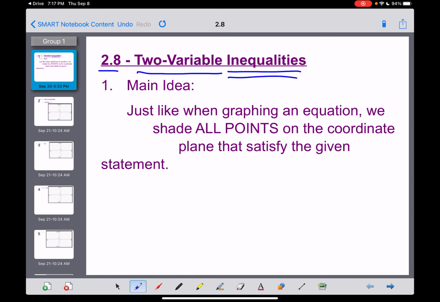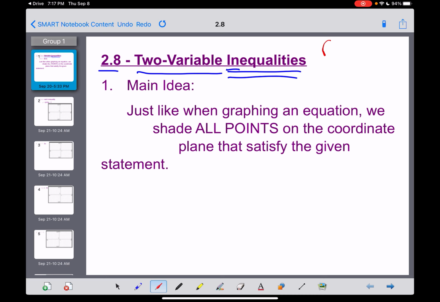Now, inequalities, everybody, exist separately from an equation, and we've been dealing with equations for all of this chapter so far. An equation, of course, being where two things are equal to each other. So an inequality is when we're dealing with two mathematical expressions that are not equal to each other.